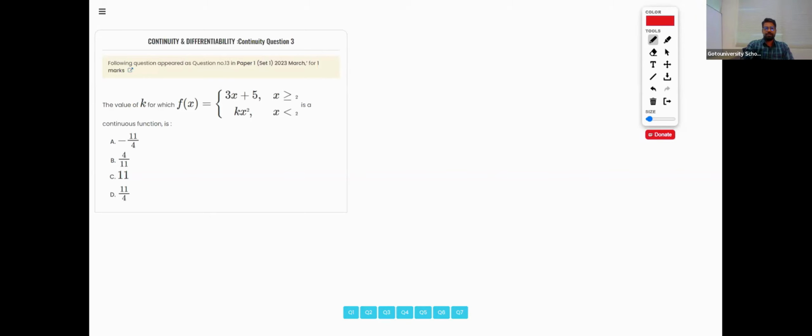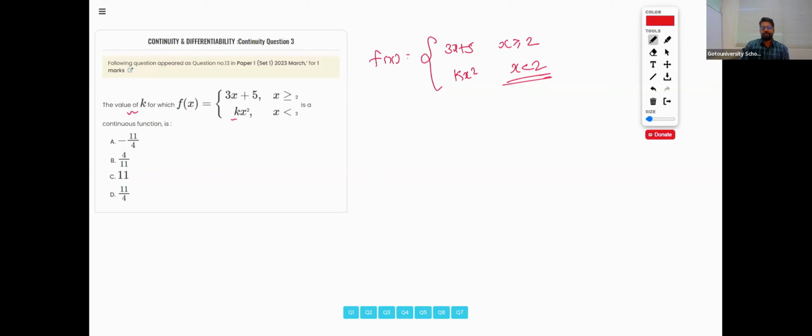How is the function defined? A function, find the value of k. Where is k? There is k here. The function is defined as f of x is equal to 3x plus 5 for x greater than or equal to 2, and k x square if x is less than 2. And we want to find the value of k.